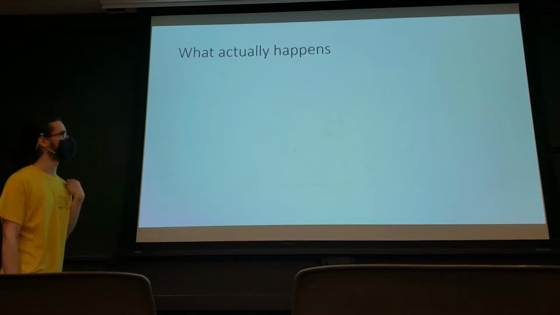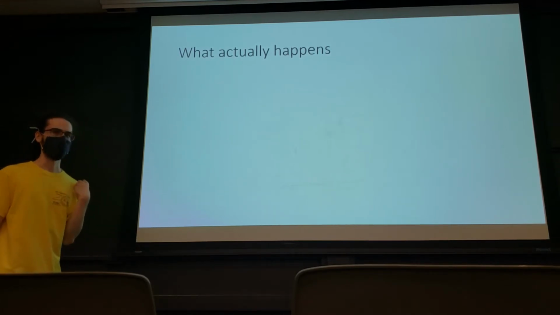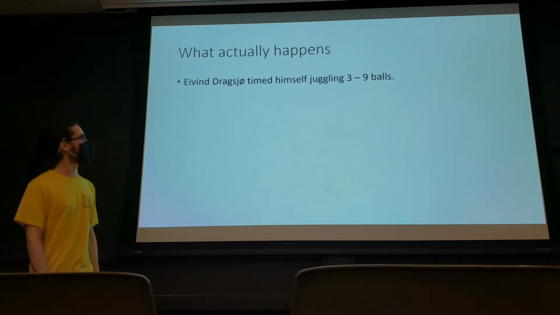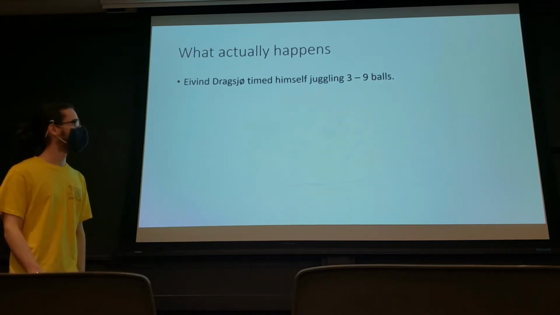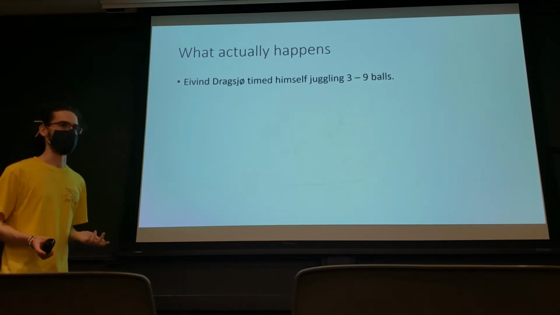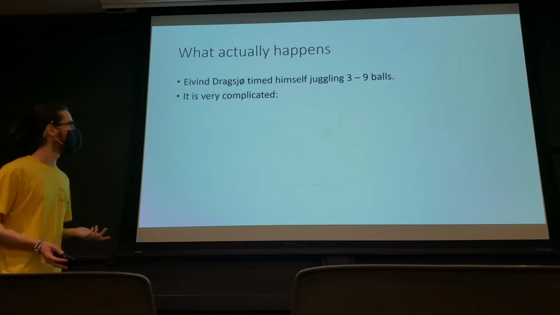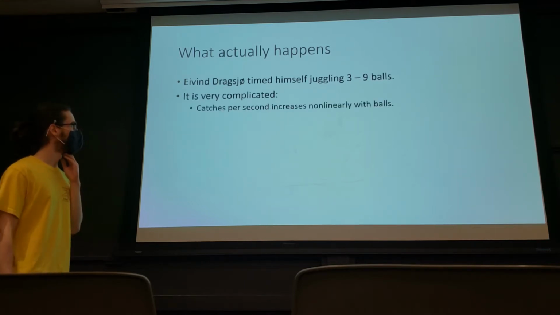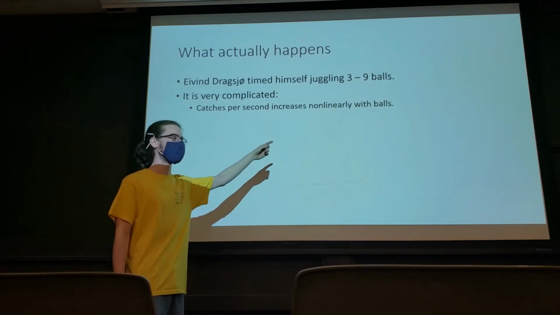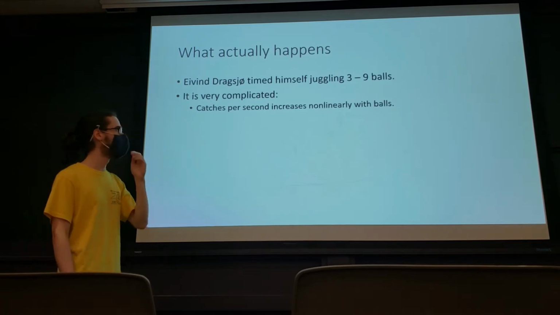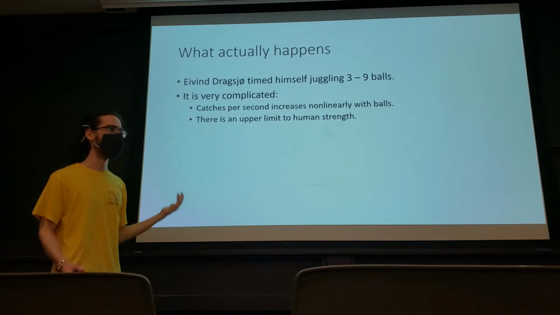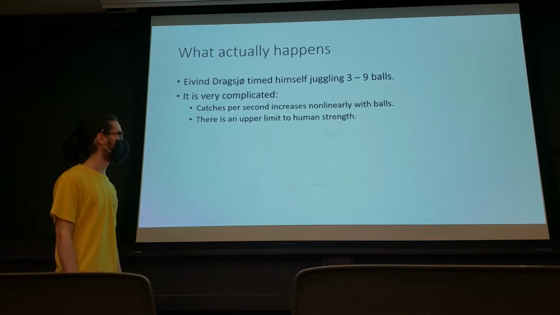So what actually happens is a little bit more complicated. There's a pretty interesting video by a juggler named Ehernborg. I'm not sure if I'm pronouncing it correctly, but he took a video of himself juggling 3 through 9 balls for a minute each and timed it. And it's actually quite complicated. The number of catches per second doesn't stay constant, it actually increases, but it increases non-linearly with balls. This is basically because there's an upper limit to human strength. You can only throw so fast or throw so high.